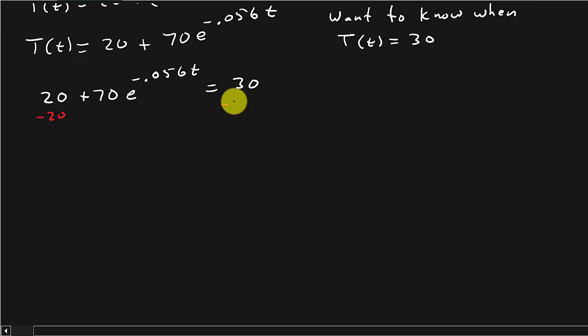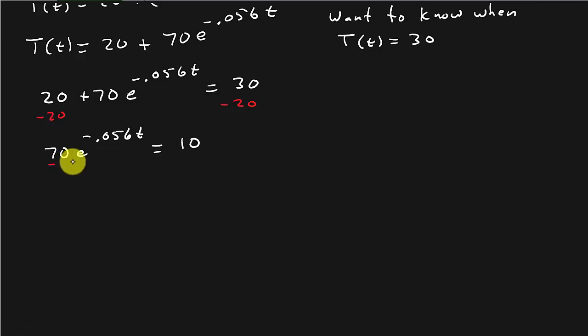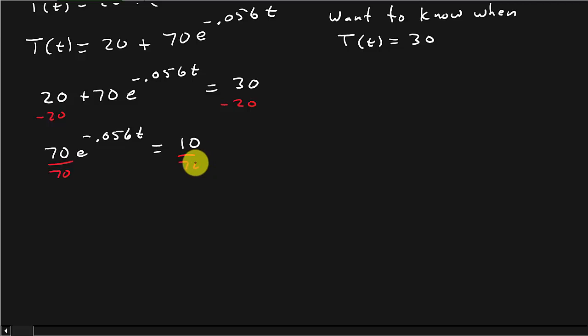So I'm going to subtract 20 from both sides. So I get 70 e to the negative 0.056t is equal to 10. And then I'm going to divide both sides by 70. And so that's going to give me e to the negative 0.056t is equal to 1/7.